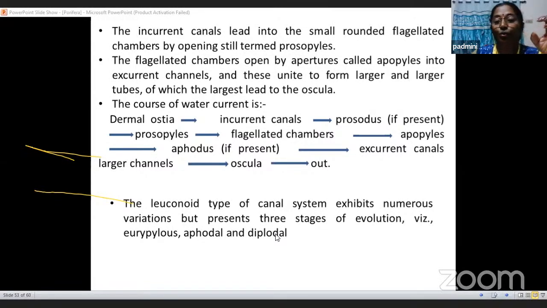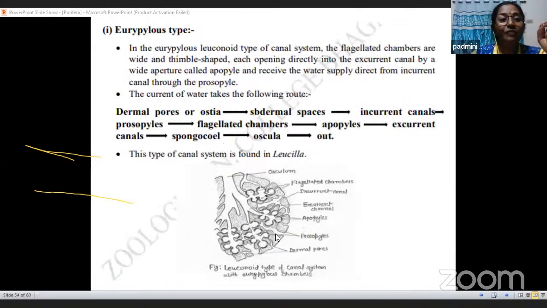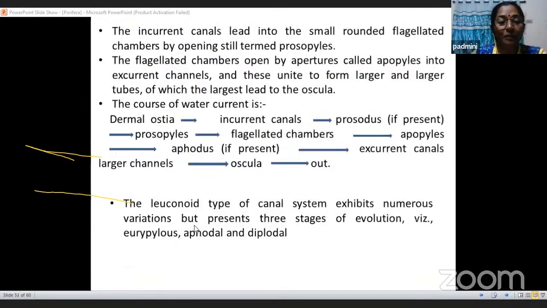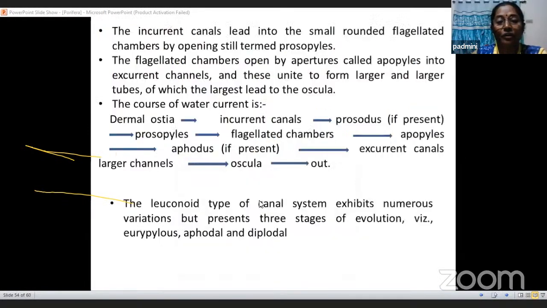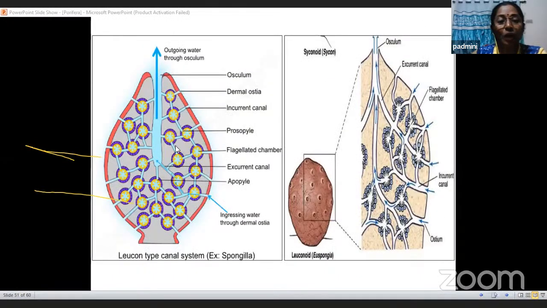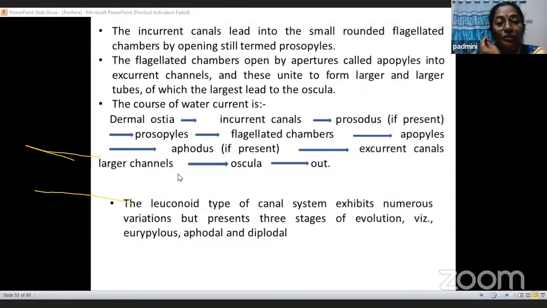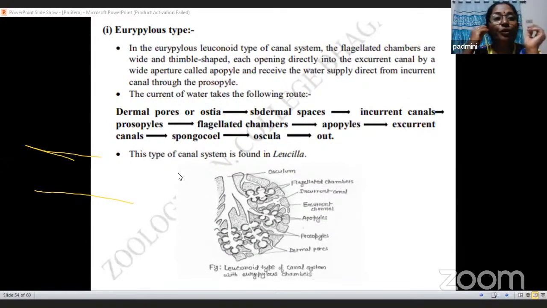What are they? I'll just go through quickly. Here, if you can see, the eurypylous type of canal system, I'm going to talk about very shortly. The chambers, as we have already said, are round in shape, and you find the same round shapes in this eurypylous type of canal system also. This is a thimble shape, a club shape. A thimble is, if you remember, when you're stitching something with a needle, you cover your finger with a round cap-like structure.